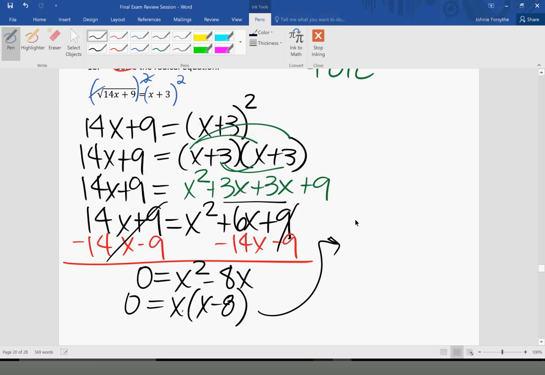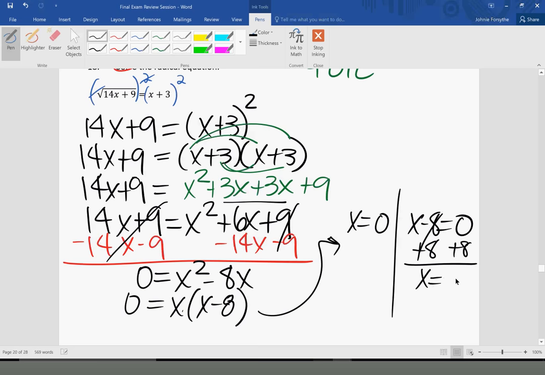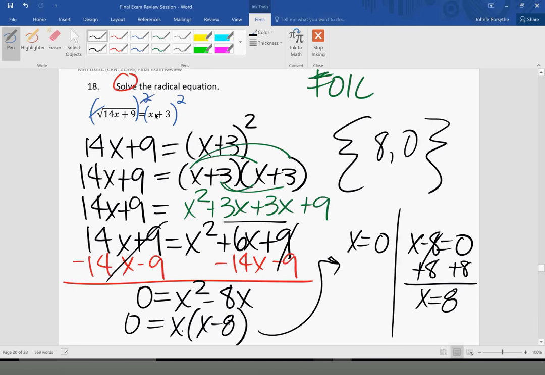So now that I have factored it, I'm going to set each factor equal to 0. I already have one solved. The other one, I'm just going to add 8 to get x by itself. So x equals 8. So my solution set is going to be, this is how you want to type it into MyMathLab, 8, 0. Or you could have written 0, 8. That's fine as well. Biggest thing here is, when you have x plus 3 squared, don't just say x squared plus 3 squared. That is not correct.